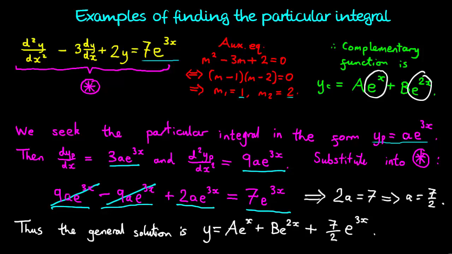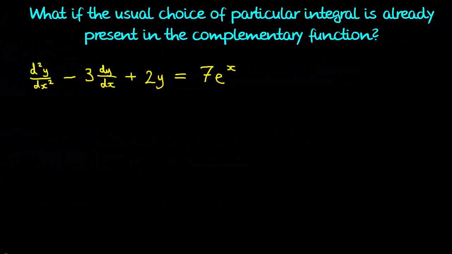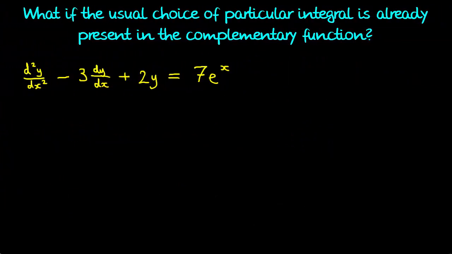But then the next question is, what can we do if we do have some overlap between what we'd normally pick for our particular integral and the complementary function? So here's an example where that's the case. Let's start off by having a look at this and having a think what we might expect to choose as our particular integral. So we've got 7e to the x as the forcing term here. So we'd probably expect to pick something like a e to the x, using our normal educated guess. So we'll have that in mind as we go forward.